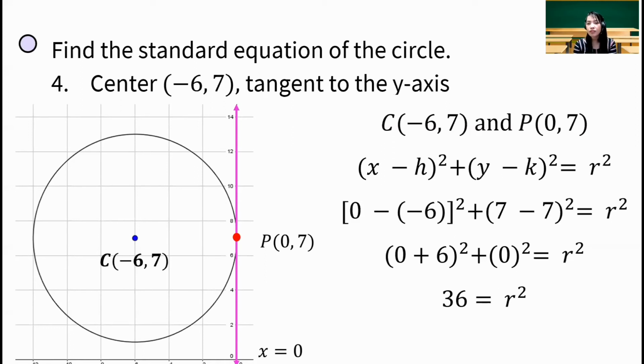To remove the exponent 2 in r, you have to get the square root of both sides. So the square root of 36 is 6. That's the value of r. So from here, we can take note that the center is at -6, 7, and the radius is 6, or r is equal to 6.